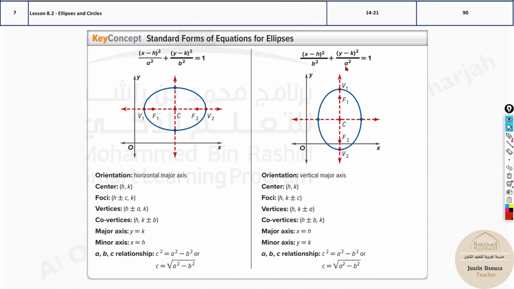Now, major axis is 2a. The a value will be half. From this to this is a. We write a square in the standard form. Here, see, x minus h whole square divided by a square.